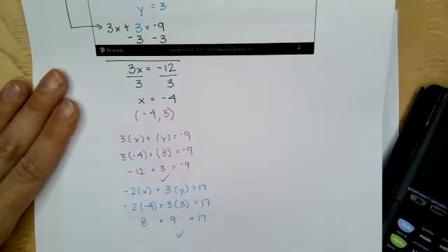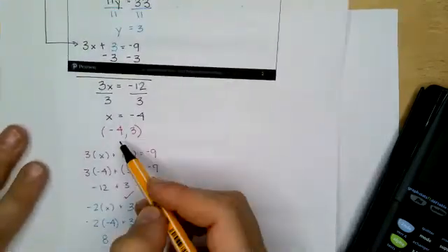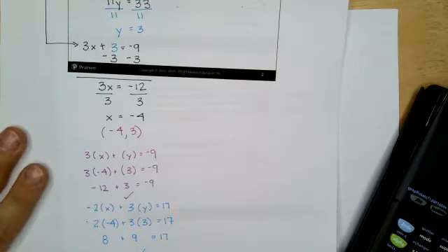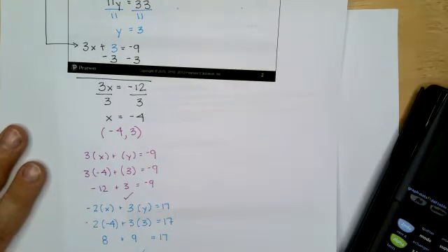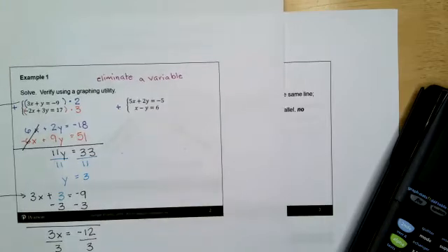Good. Or you can put this into Desmos and this into Desmos. They should cross at the point (-4, 3). I don't want to do that because I feel like it's going to take valuable time, but I encourage you to do it so that you can check all your answers.